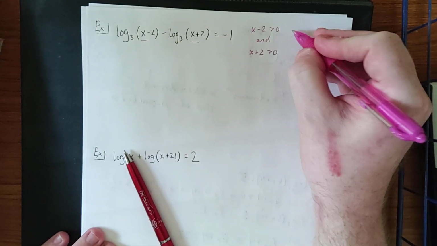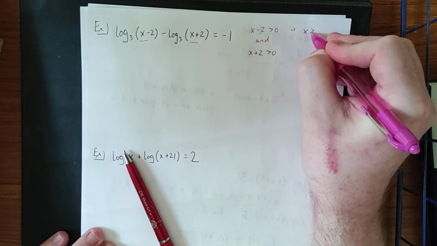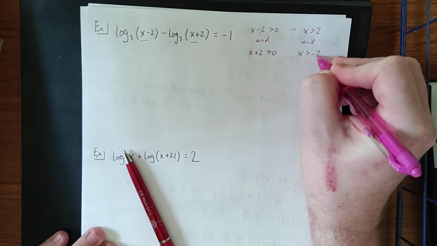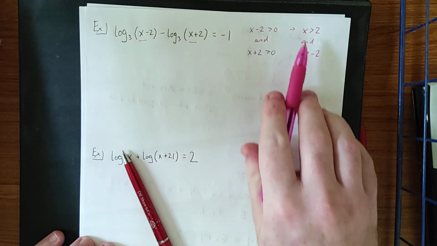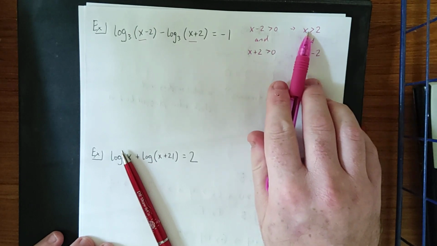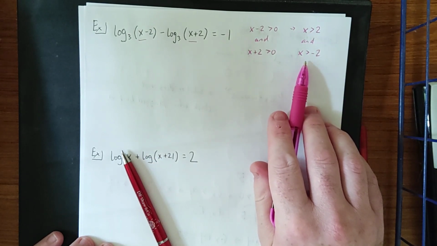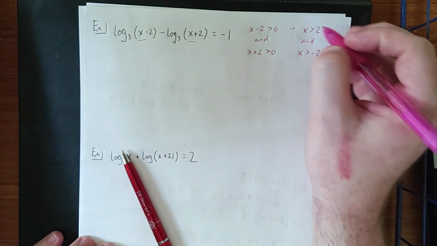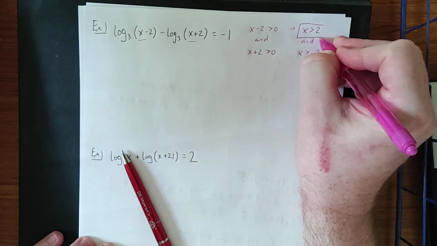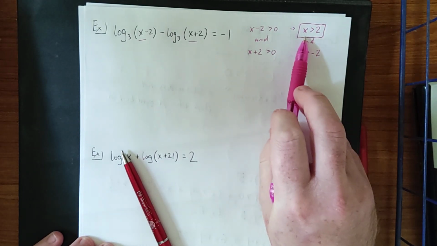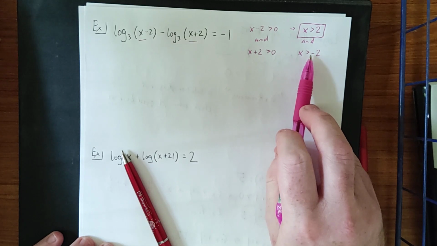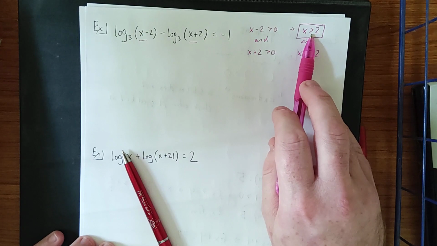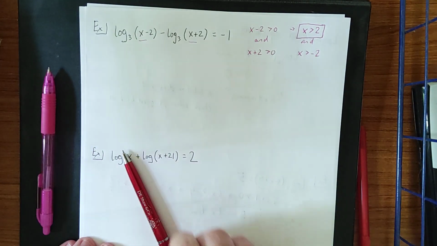Now, with that in mind, the first inequality tells us that x is going to have to be greater than 2. And the second inequality tells us that x is going to have to be greater than negative 2. However, if we need both of these things to be true, if something is greater than 2, it's automatically greater than negative 2. But if it's greater than negative 2, it's not automatically greater than positive 2. So the only statement of these two that we really need is this one, because if x is greater than 2, then the other inequality automatically becomes true. So when we're checking our final answers, we'll check it against this statement right here, x being greater than 2.